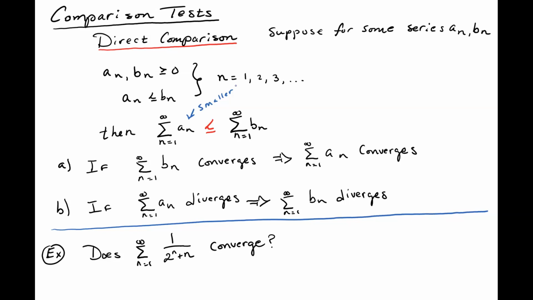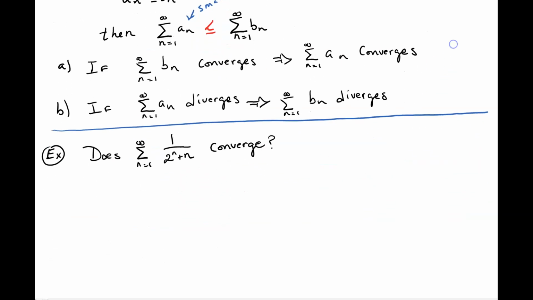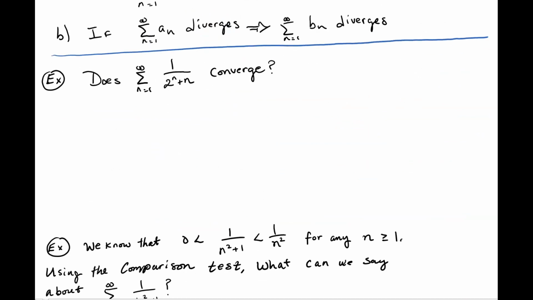All right, so we're going to look at about 3 examples and determine what we can say based on a comparison test. Looking at this first example, it says, does the sum from 1 to infinity of 1 over 2 to the nth plus n converge? Well, they don't really give us anything to compare it to, but we can directly compare it to something that we know. So let's compare this one to something like 1 over 2 to the n. That's a good one that we can definitely compare with.